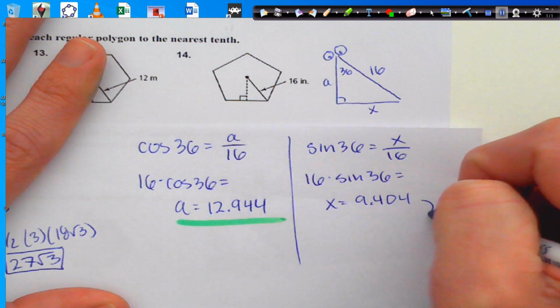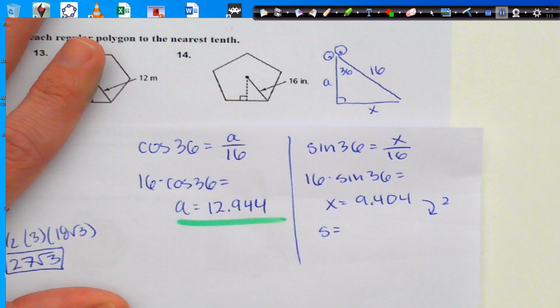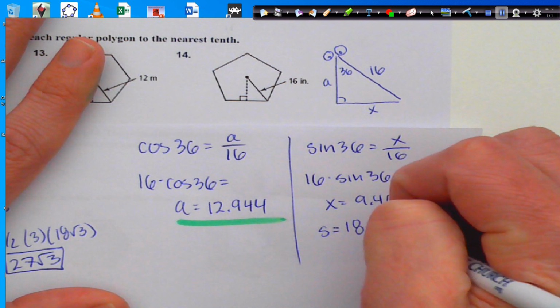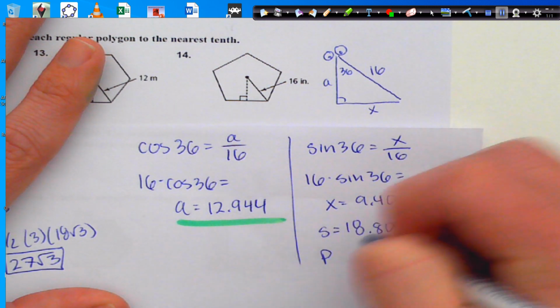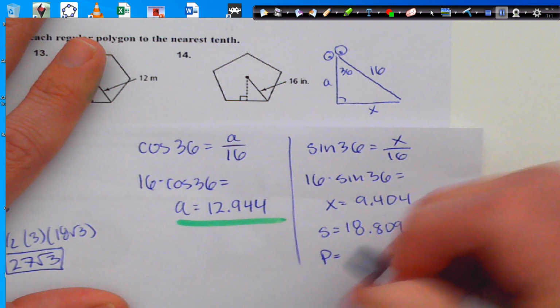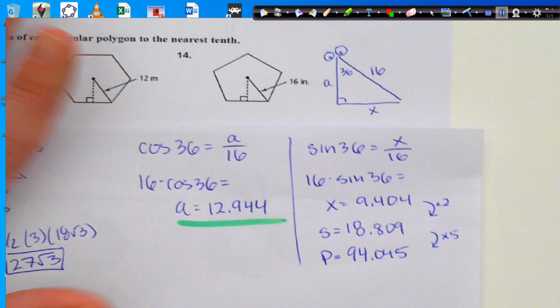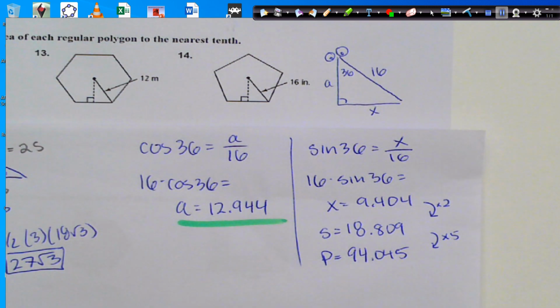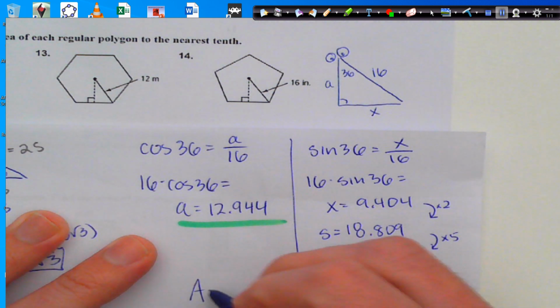9.404. Then we got to double it to get the side length. So side length is going to be twice that, which is 18.809. But then we want the perimeter, which is going to be 5 times that, because it's a 5-sided polygon, a pentagon. And we get 94.045. And that's my perimeter. So let's go ahead and find the area, 1/2.